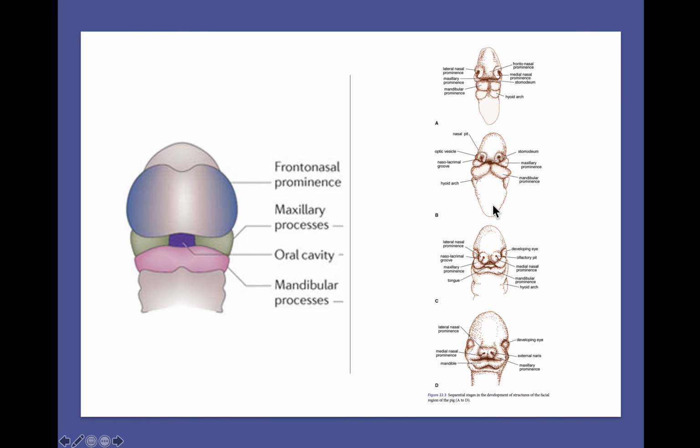At the early stage of the development, we can see here there is a groove between the maxillary and the nasal prominence, and this groove is called the nasolacrimal groove. And we can see here this nasolacrimal groove extend to the canthus, nasal canthus of the developing eye.